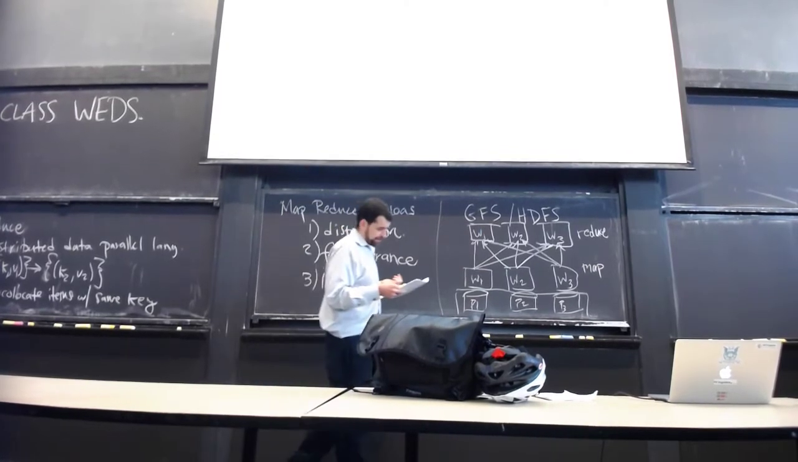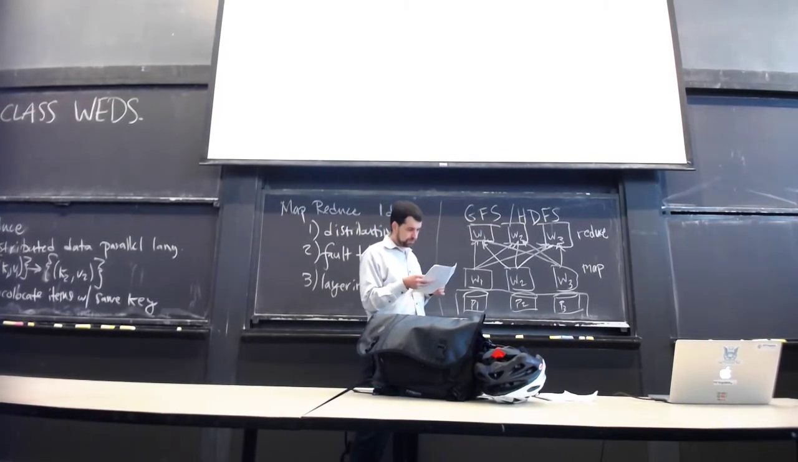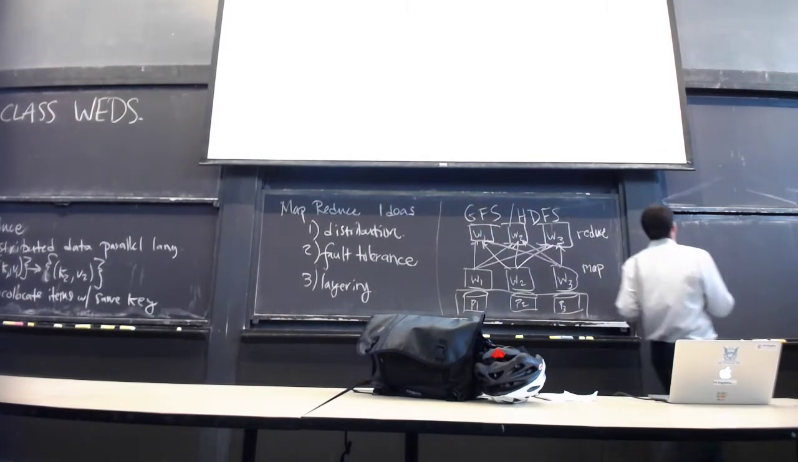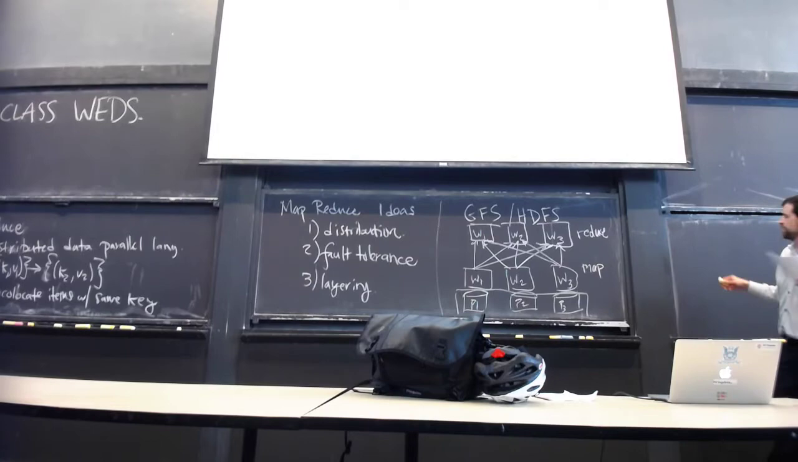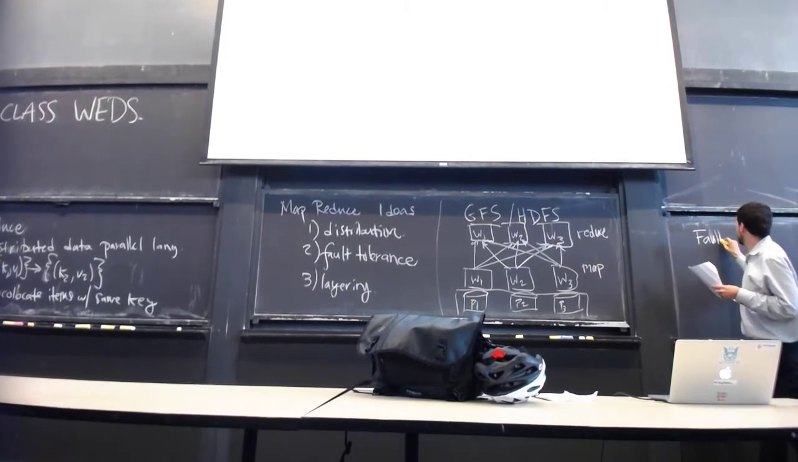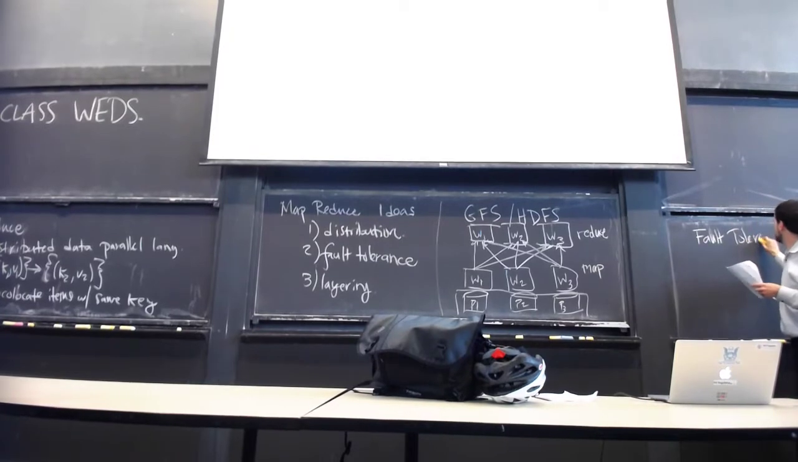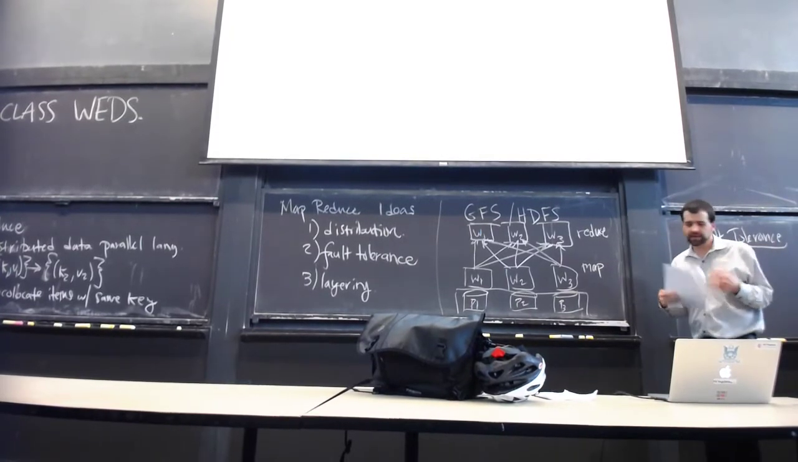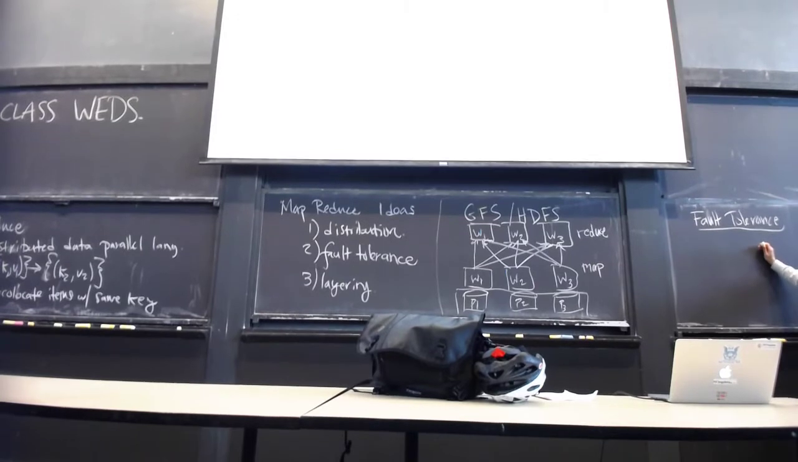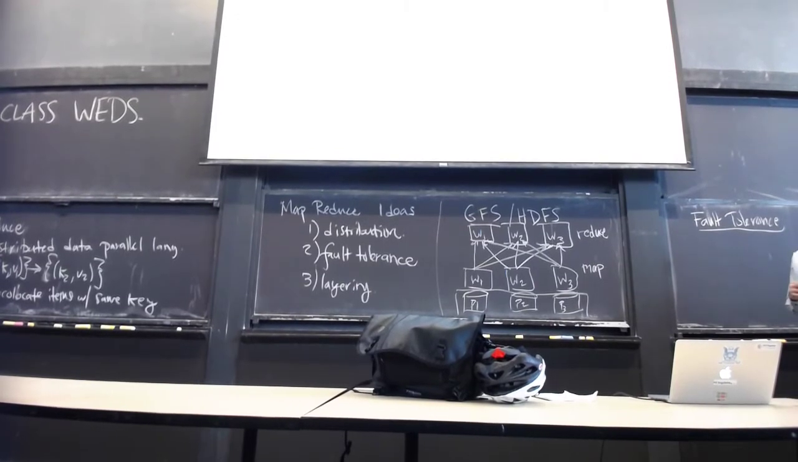All right, so this is the execution model, and the last thing I want to quickly talk about is the fault tolerance model. One of the things the MapReduce paper says is important is, first of all, there are a couple of things about fault tolerance.